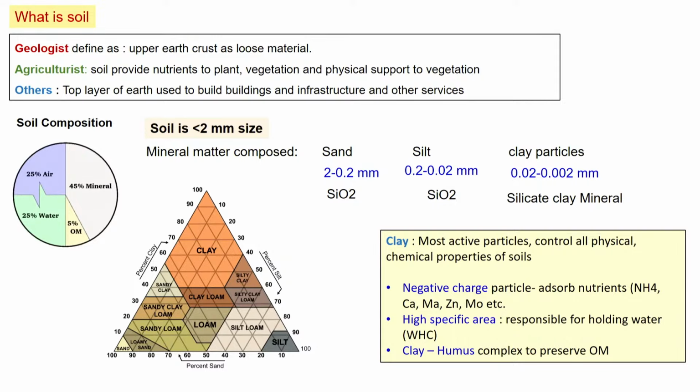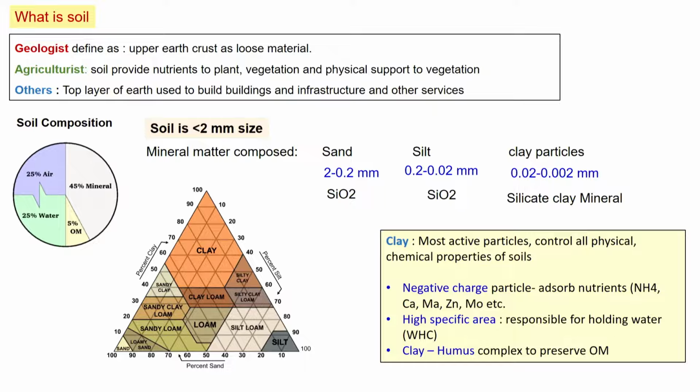So first comes the question: what do we mean by soil? Sometimes a geologist says the soil is the upper earth crust as loose material. Agriculturists say soil provides nutrients to plant vegetation, and it provides physical support to vegetation. Others say the soil is also used as building material and for urban infrastructure and other services.